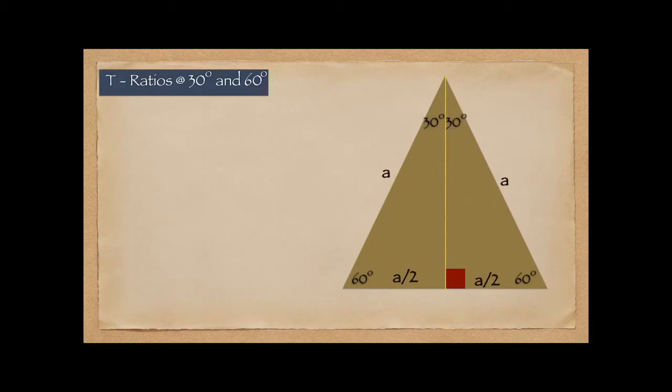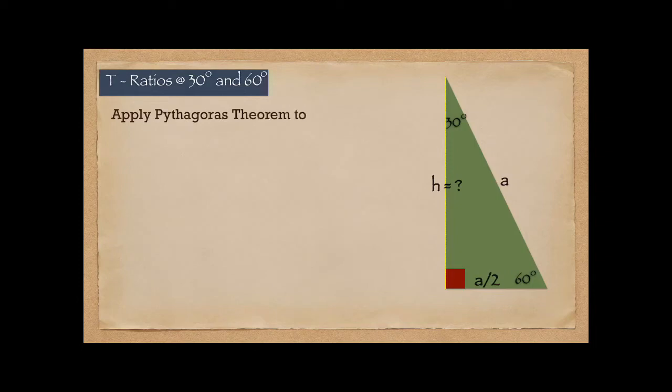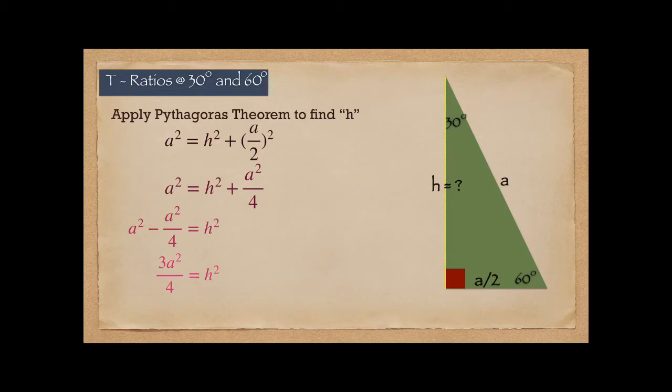Now what is the length of this altitude? With the help of Pythagoras theorem, we can find the value of h. So h is equal to root 3a upon 2.